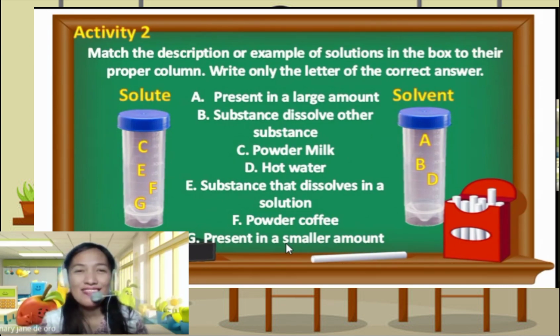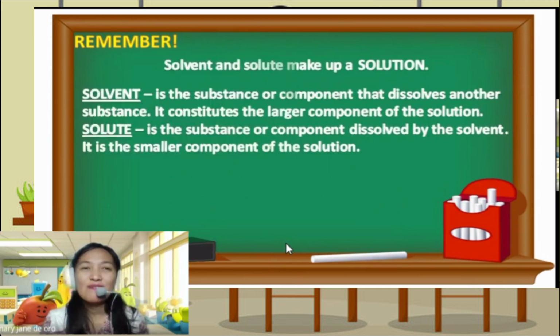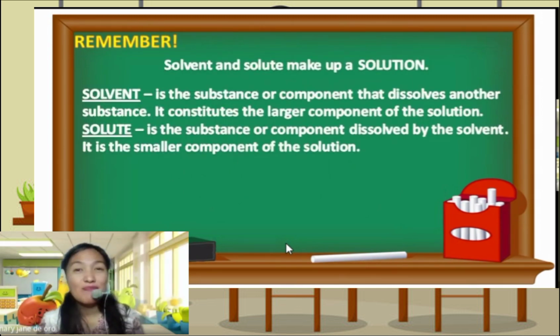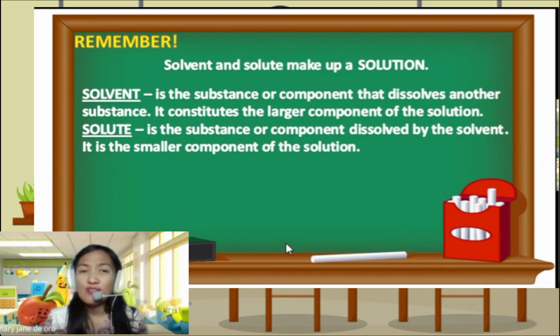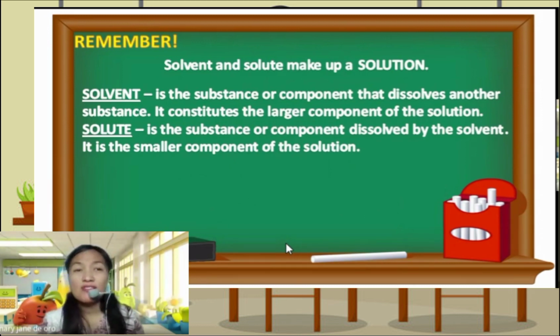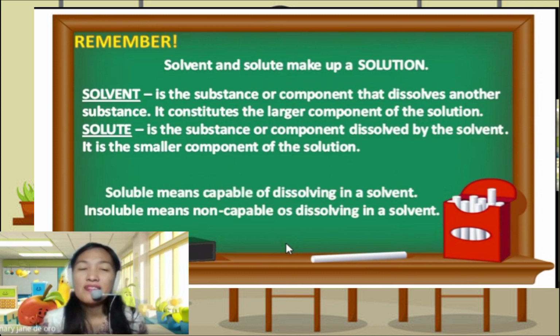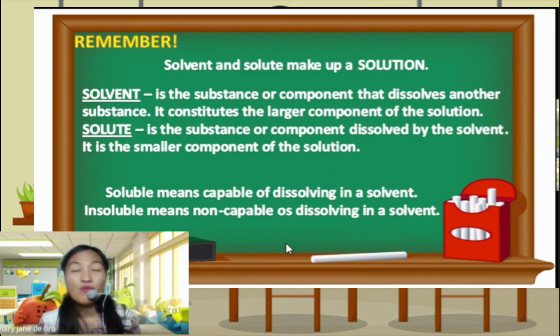Okay, let's proceed. Remember, class, solvent and solute make up a solution. Solvent is the substance or component that dissolves another substance. It constitutes the larger component of the solution. Solute is the substance or component dissolved by the solvent. It is the smaller component of the solution. And soluble means capable of dissolving in a solvent, while insoluble means not capable of dissolving in a solvent.